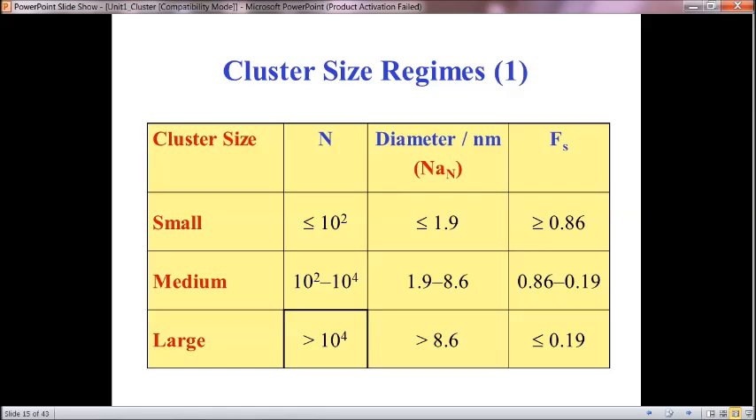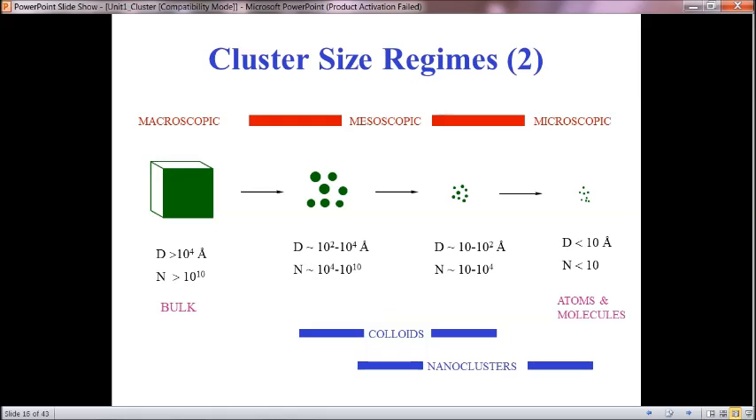For medium cluster size, the number of nanoparticles will be 10 to the power 2 to 10 to the power 4, the diameter per nanometer will be 1.9 to 8.6, and the fraction of surface atoms will be 0.86 to 0.19. For large cluster size, the number of nanoparticles should be greater than 10 to the power 4, the diameter will be greater than 8.6, and the fraction of surface atoms will be less than or equal to 0.19. So the cluster size regimes give us a macroscopic, mesoscopic and microscopic view over the materials.